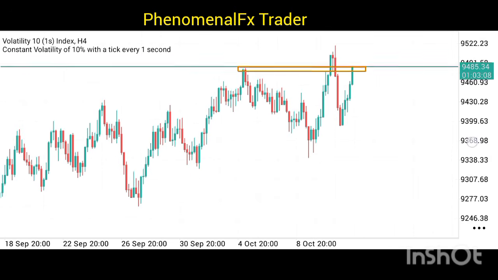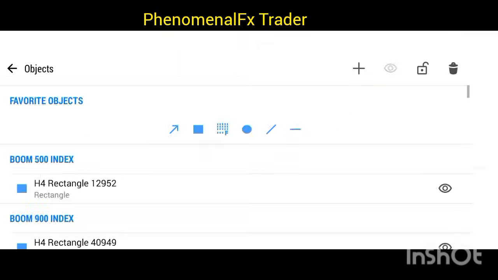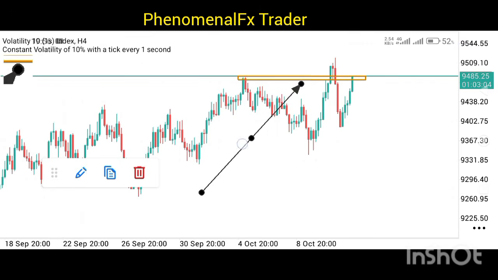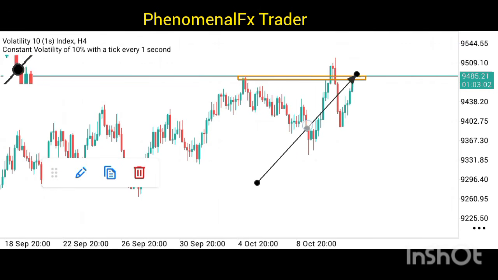All right. Then if the market finally closes above this zone and goes above this high here, you wait for a pullback, so you take the next buys.